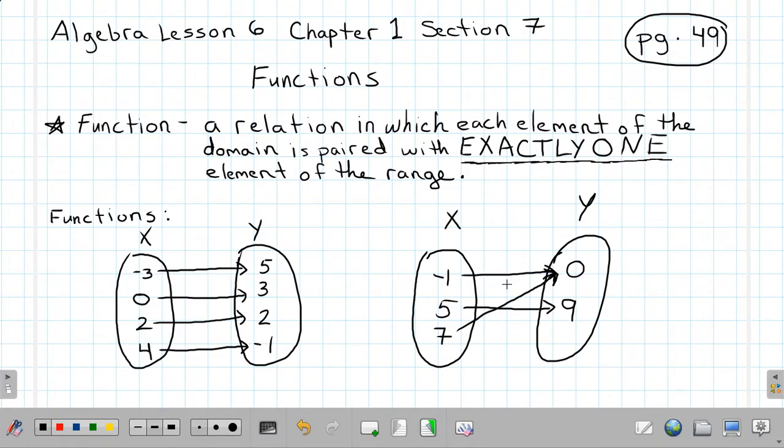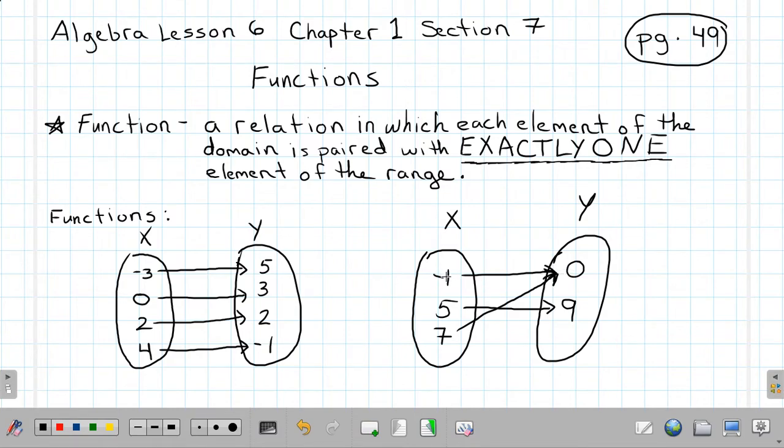This mapping over here is also a function. Here we have -1 is mapped to 0. 5 is mapped or paired with 9, and 7 is mapped with 0. Now you might look at this and say, oh, there's two x values both going to 0. This can't be a function. Well, if that's the case, you're thinking of it a little bit backwards, because what we need is each x value to be paired with exactly one y value.